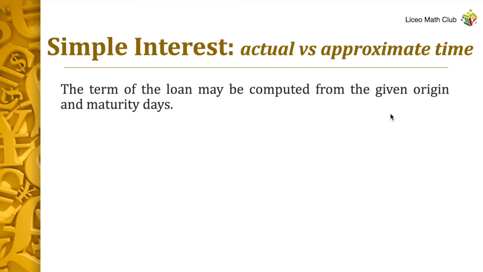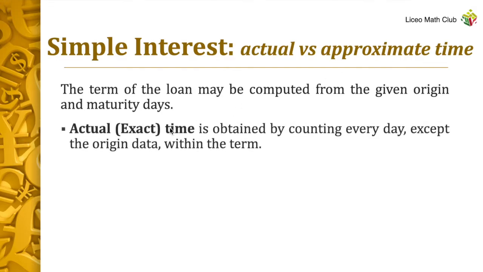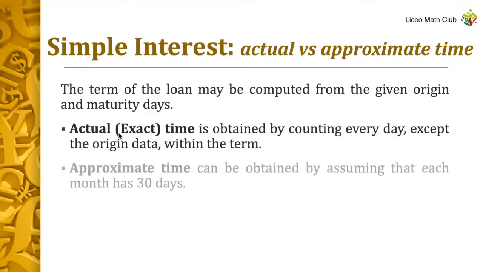So we have two types of time here: the actual and the approximate. Actual time is also called exact in some books, but let's try not to use the word exact so that we won't confuse it with exact interest. Actual time or exact time is different from exact interest. Actual time is obtained by counting every day except the origin date within the term. We're going to count it actually, exactly what is written on the calendar. We're not going to approximate, we're not going to round off, compared to the approximate time where we round off.